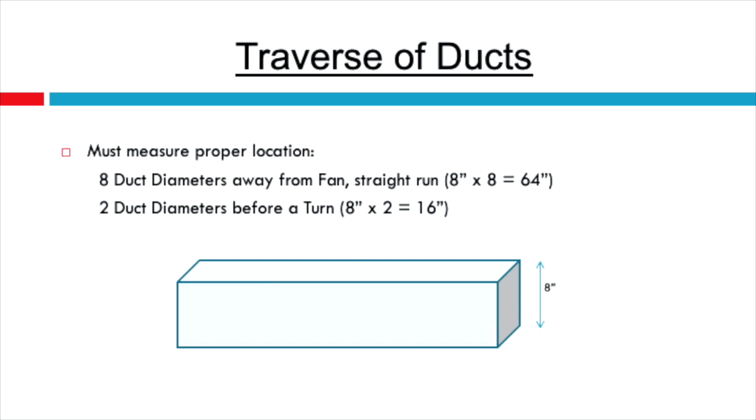You need to be 8 duct diameters away from the fan in a straight run, because otherwise there's going to be a lot of turbulence and it's going to mess up your reading. So in this example, if I have an 8 by something trunk, let's say 8 by 32, we need to be 8 inches times 8 diameters away from the fan, which is over 5 feet away.